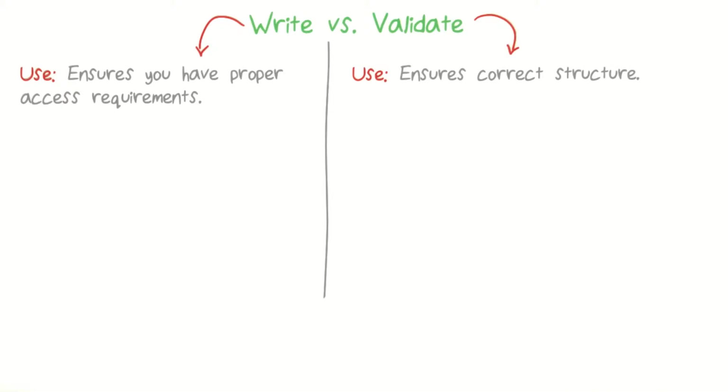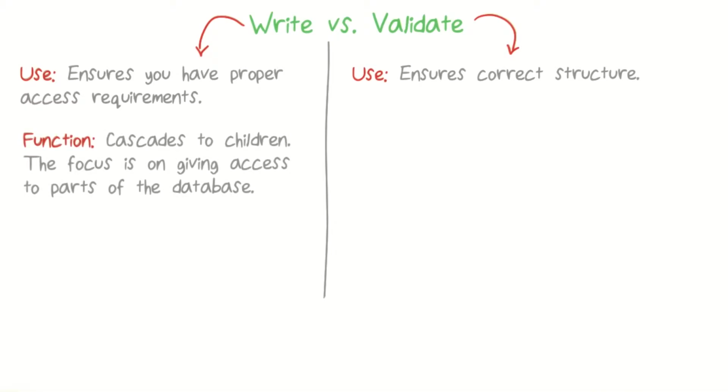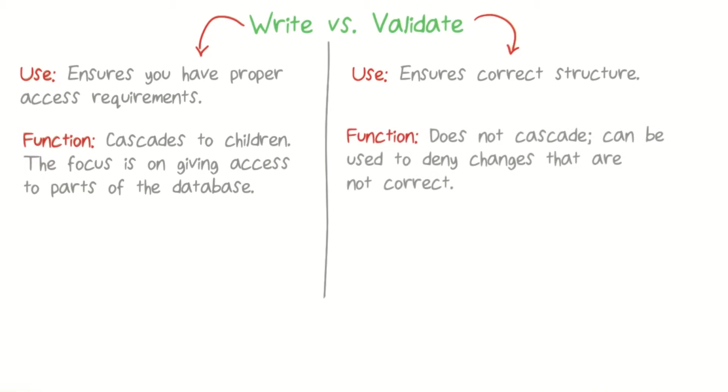Functionally, the fact that write rules cascade down and validate rules do not is very important. Write rules should be used to map out portions of the data structure that particular users have access to write to, whereas validate rules should be used to deny a user with write access if they're trying to do something strange to the data. Write rules therefore become about giving access to someone, whereas validate rules can be used to further restrict improper data editing.